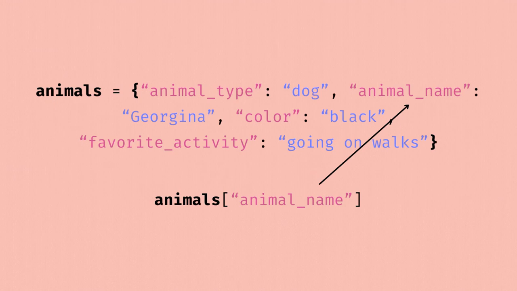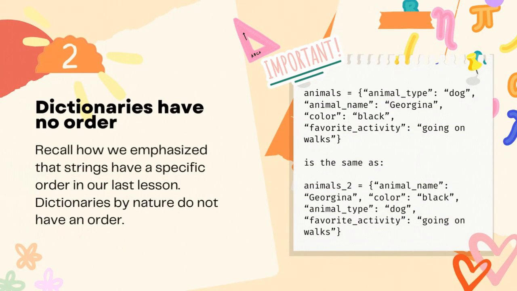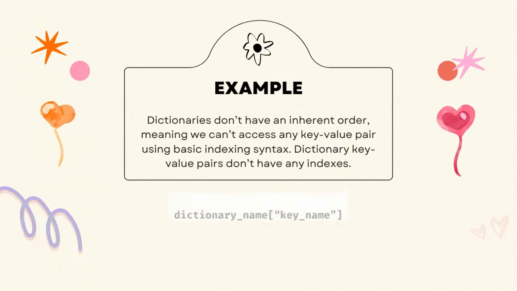Now I want to go over 2 main topics before we wrap up this lesson. First, recall how we emphasized that strings have a specific order in our last lesson. Dictionaries are very different. By nature, they do not have an order. So the same dictionary that we just created, called Animals, if we jumble it around and switch up the key value pairs in terms of the order which they are created, is still the same dictionary. They contain all the same key value pairs, they're just technically showing up in different places.